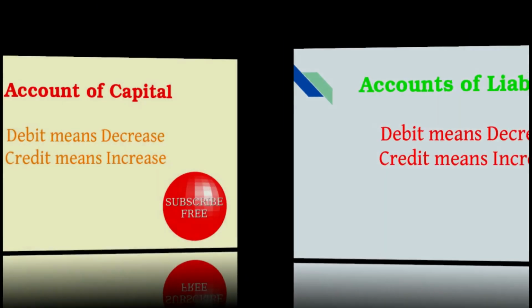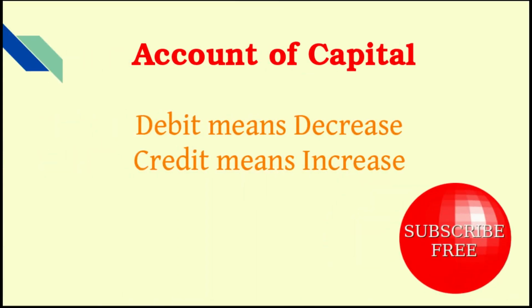Now the third, it is accounts of capital. The rule it is debit means decrease and credit means increase. Means that when the amount of capital in the firm is decreased, the capital account is debit, and if the amount of capital is increased, then the capital account is credit.